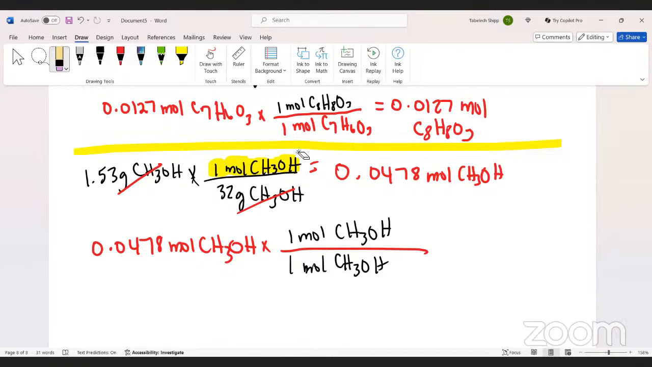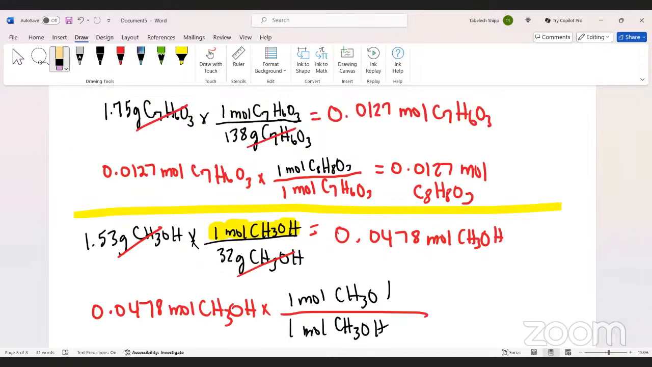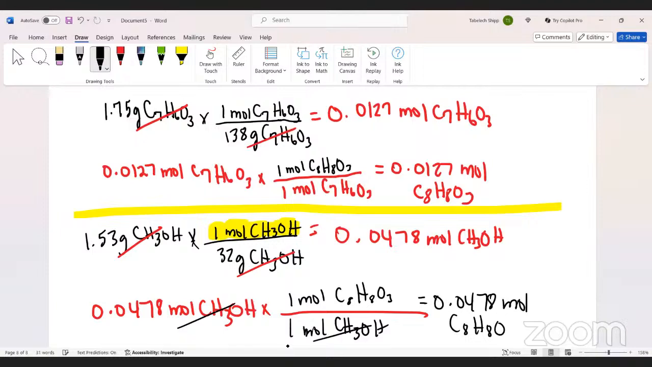Not that one, guys. This formula right here is the one that we wrote up here a second ago. The C8, that one, I'm sorry. You're going to write C8H8O3 right there. My bad, y'all. Okay. And then you're going to cancel out your moles here. And now you end up with multiplying 0.0478 times 1 divided by 1, and you get 0.0478 moles of C8H8O3. So, whew, this one took forever.